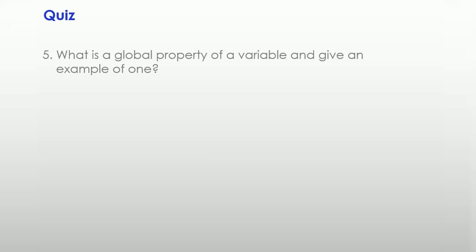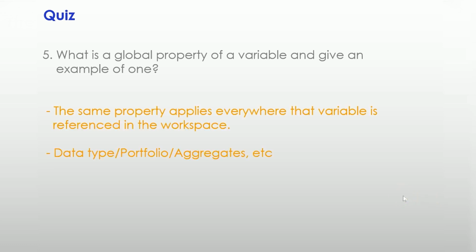Question number 5. What is a global property of a variable, and give an example of one? A global property refers to those properties which apply everywhere that variable is referenced in the workspace. Examples of this are the properties data type, portfolio, and aggregates.